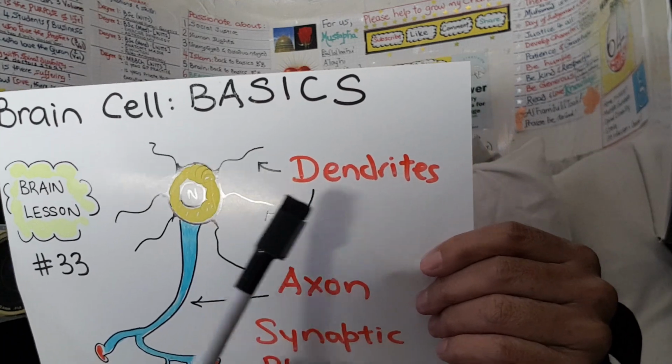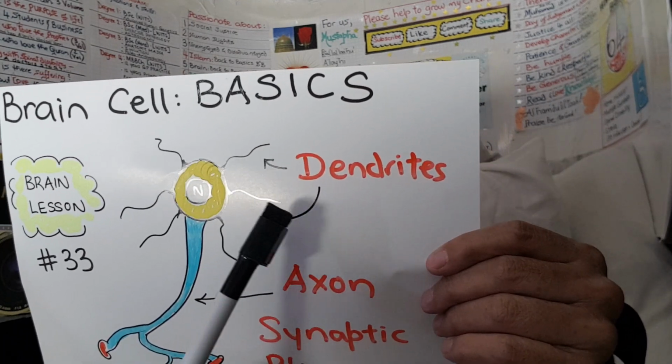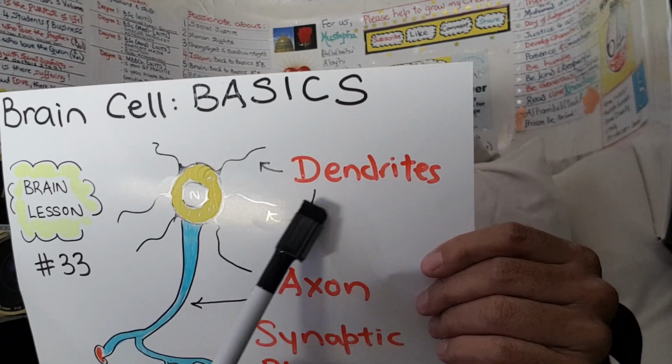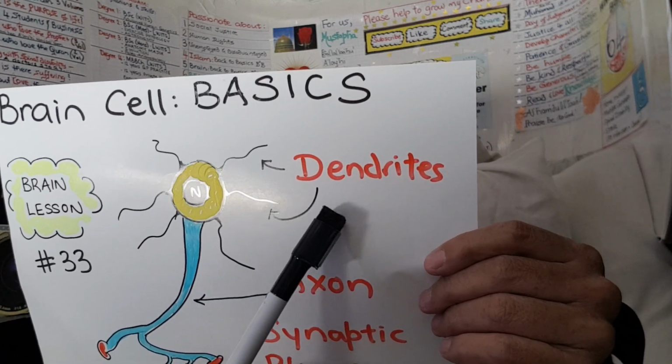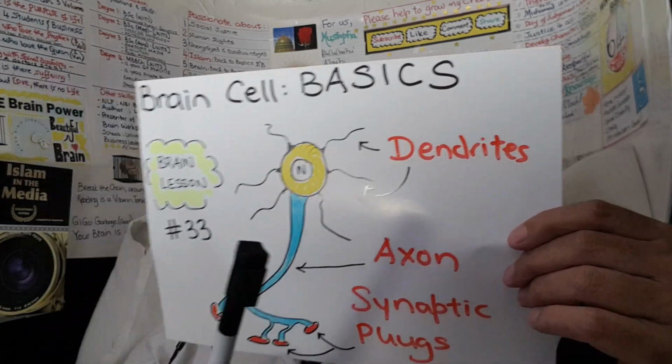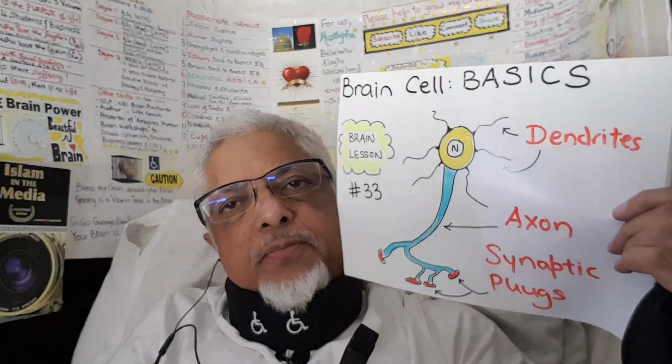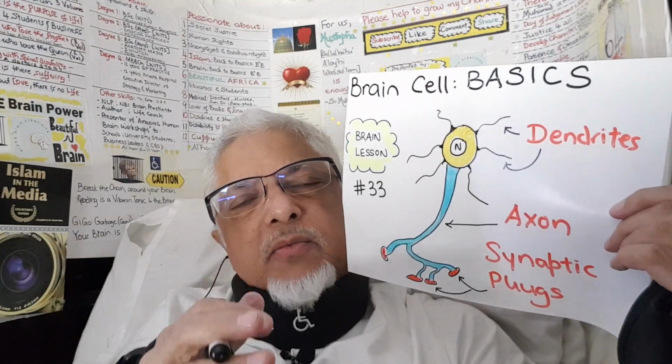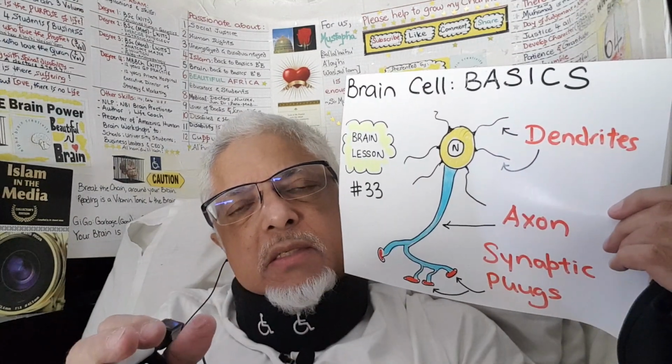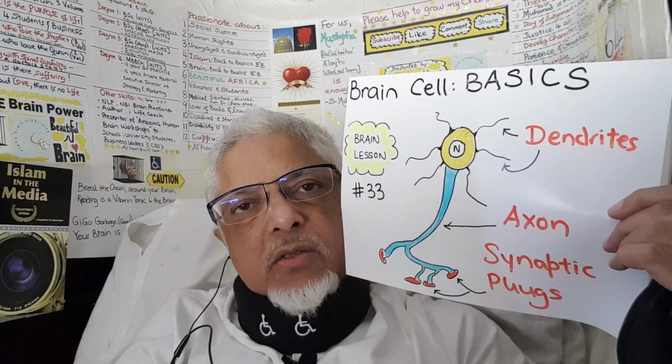I want you to remember this word dendrites a lot, because that's going to determine how intelligent you can become. Dendrites are very, very important. The whole concept of dendrites is the difference between intelligence and non-intelligence, or a solid brain and a non-solid brain.